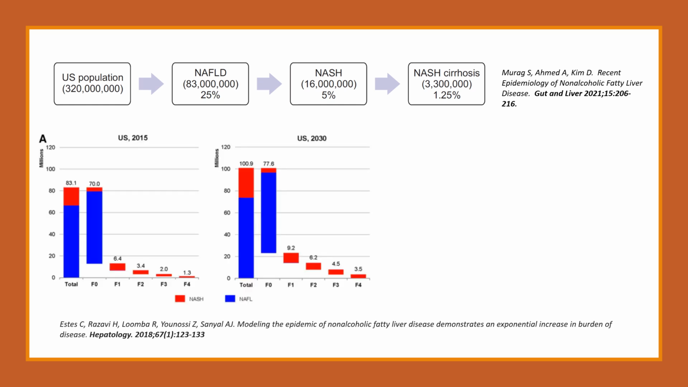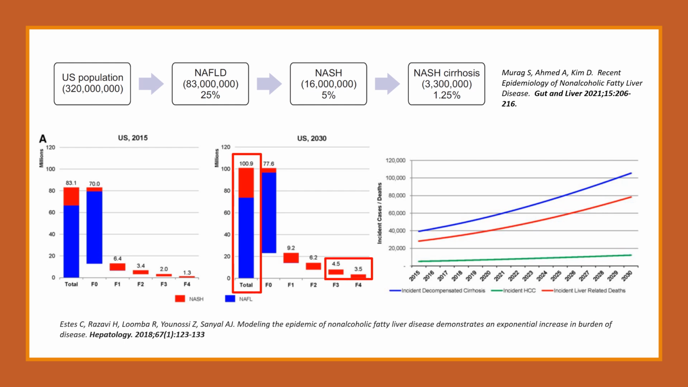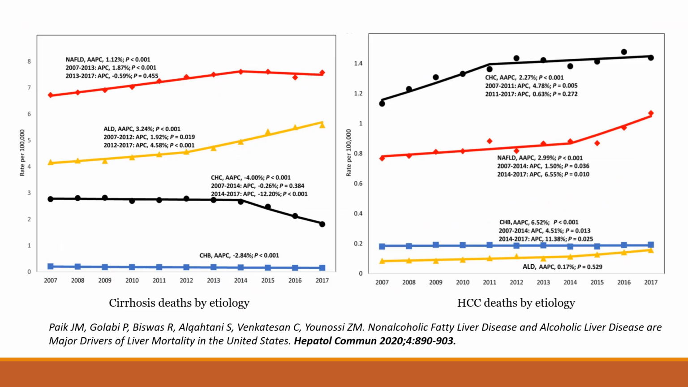And from here, the only way is up. So statistical models estimate that there will be over 100 million with MASLD by 2030, and among them 8 million with advanced liver disease, with a concordant rise in the incidence of hepatic decompensation, hepatocellular carcinoma, and liver-related death. And actually, this is already happening. So the future is now.